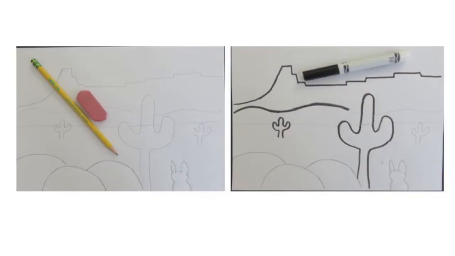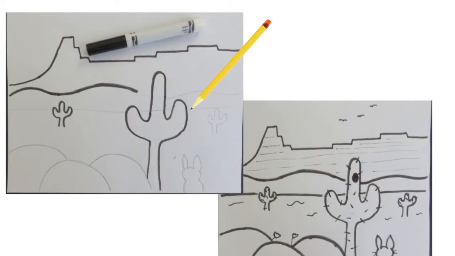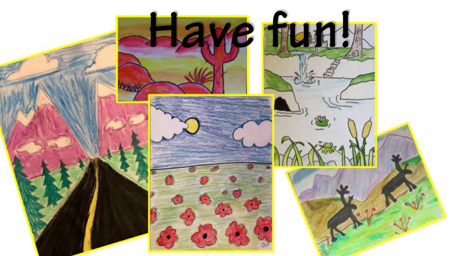Now for some tips. First, start with a pencil and draw lightly so you can erase and adjust. Start without a lot of detail so you can move things around or resize easily if you need to. Then add the finer details after. Have fun creating your landscape.